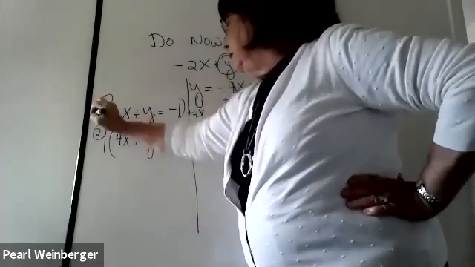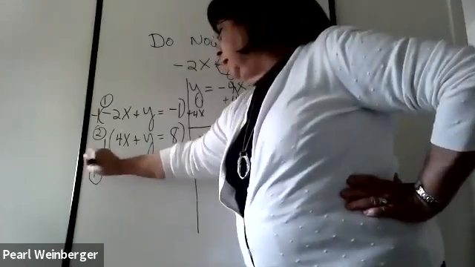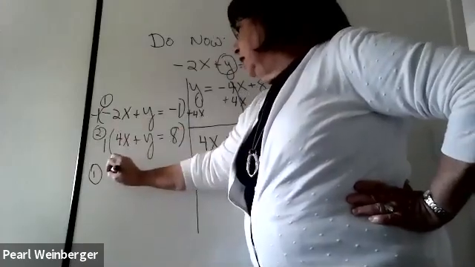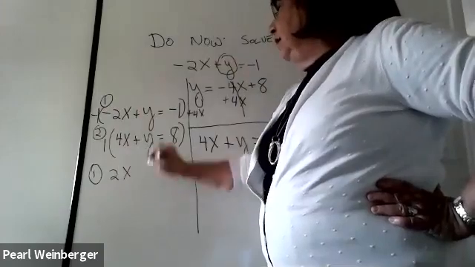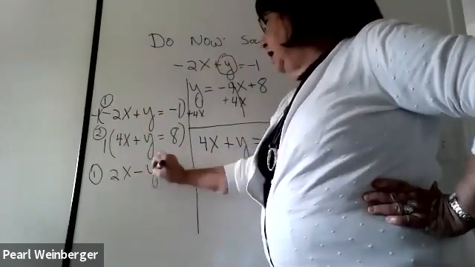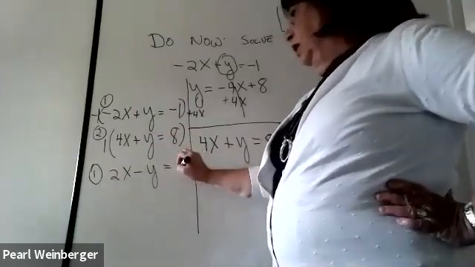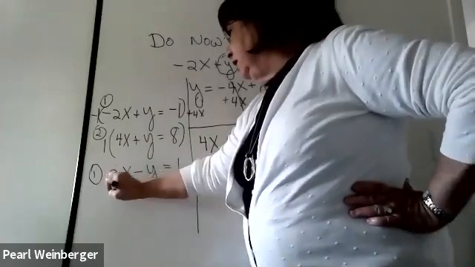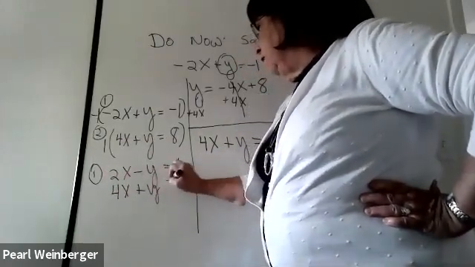It doesn't matter. So therefore, equation number 1 will come out to be negative 1 times negative 2x is positive 2x. Negative 1 times y is negative y. Negative 1 times negative 1 is positive 1. Multiplying the bottom equation by 1 just leaves it alone. It stays 4x plus y equals 8.